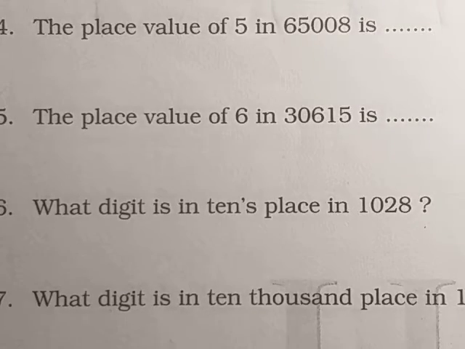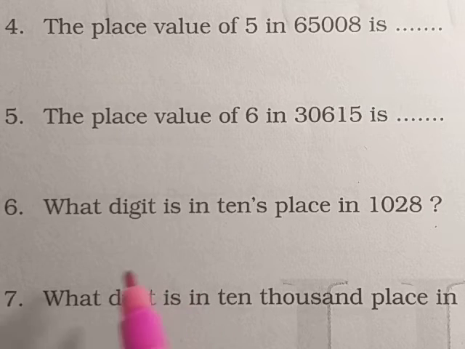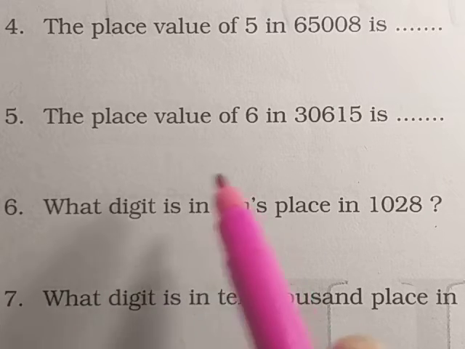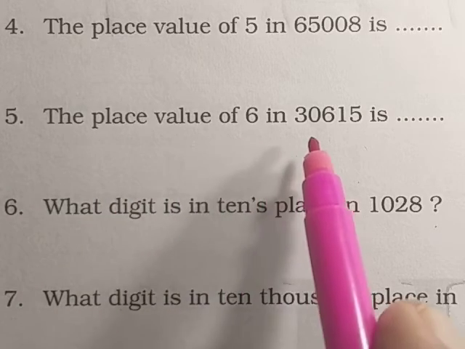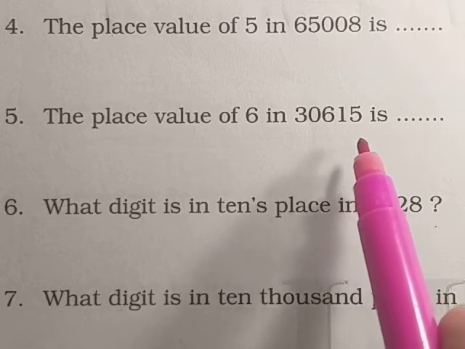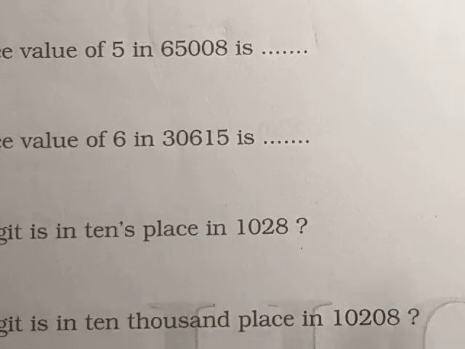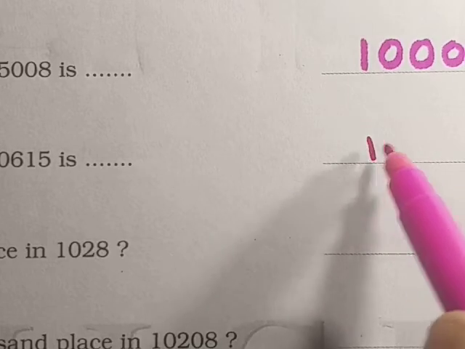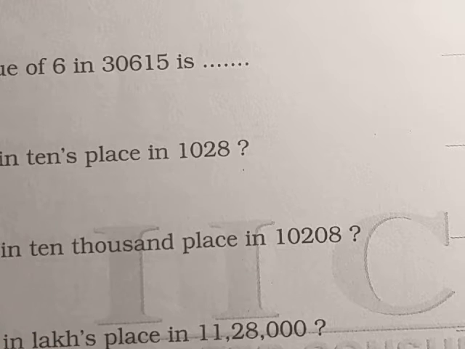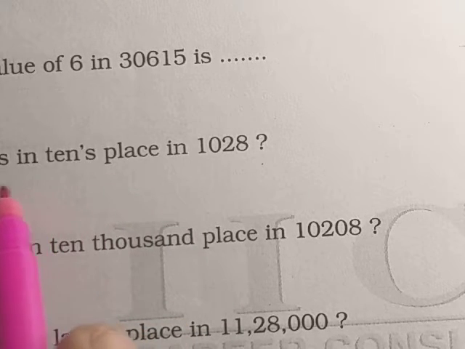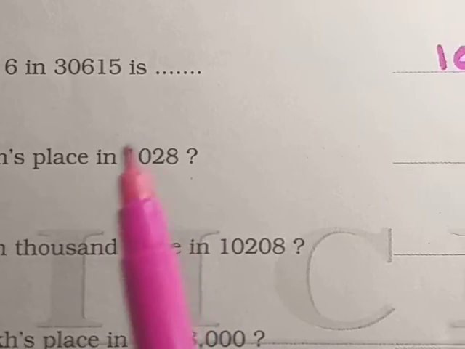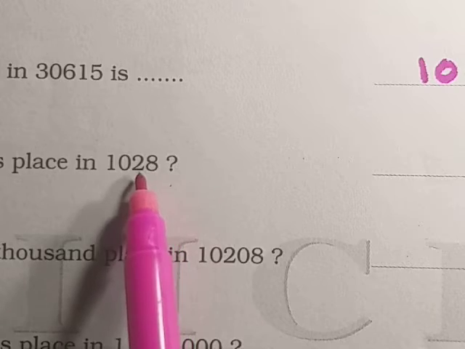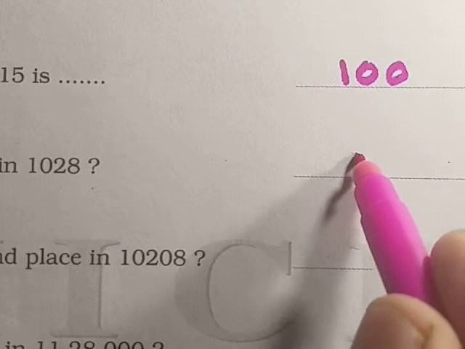Now, our question is a little different. Let us see what digit is. Let us take this. The place value of 6 in 30,615. 6 is in hundredth place. Therefore, we write its answer as 100. What digit is in tens place in 1028? Which digit? In tens place, it is 2. Therefore, our answer should be 2 here.